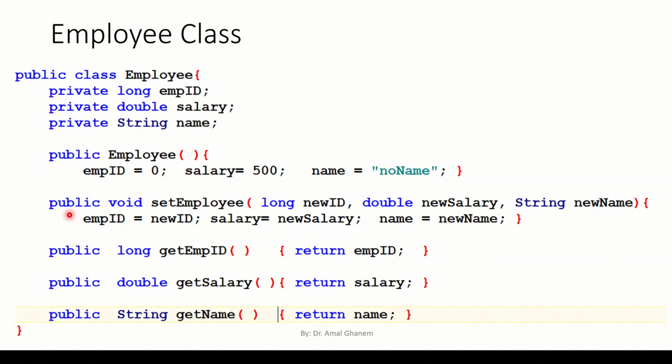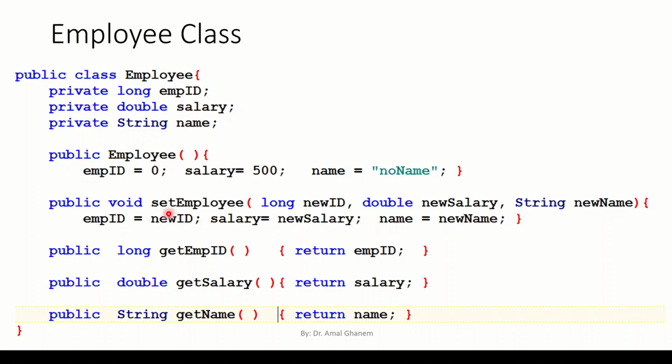We have public void set employee, so this is a set method. It will accept three parameters: long new ID, double new salary, string new name. So if we need to change the values of the private members, we have to call this set method. The idea is that a new ID will be saved in employee ID, new salary will be saved in salary, a new name will be saved in name.